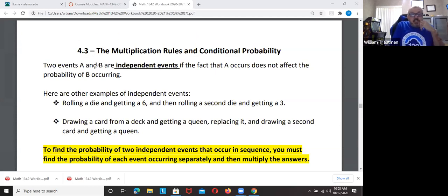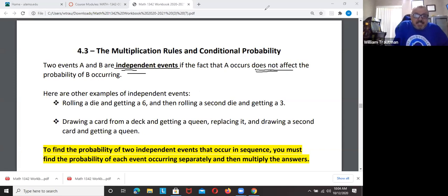Two events, A and B, are independent if one doesn't affect the other. You know, your grade in calculus or your grade in math shouldn't affect your grade in English. They're independent. They each have their separate rules and grading scales. So that's what independent is, where one thing doesn't affect the other.